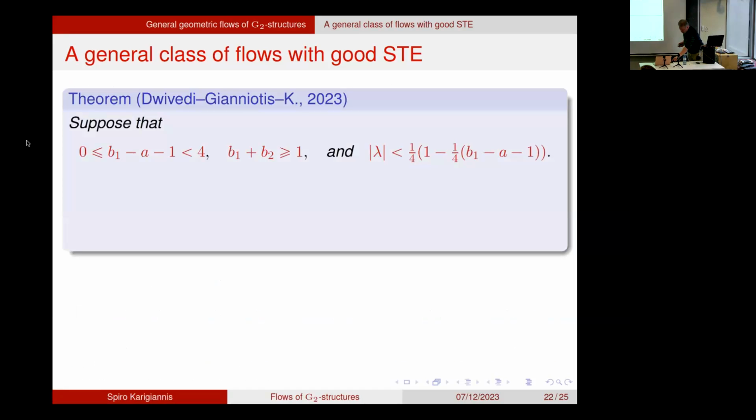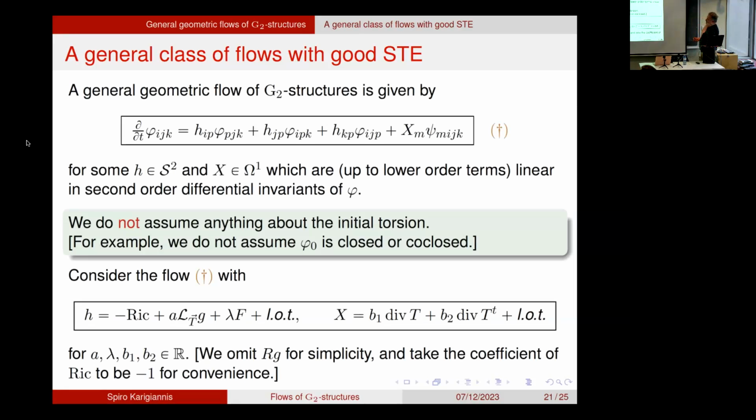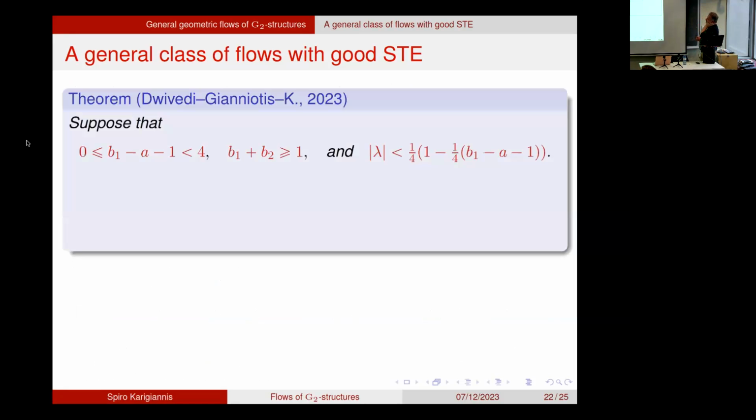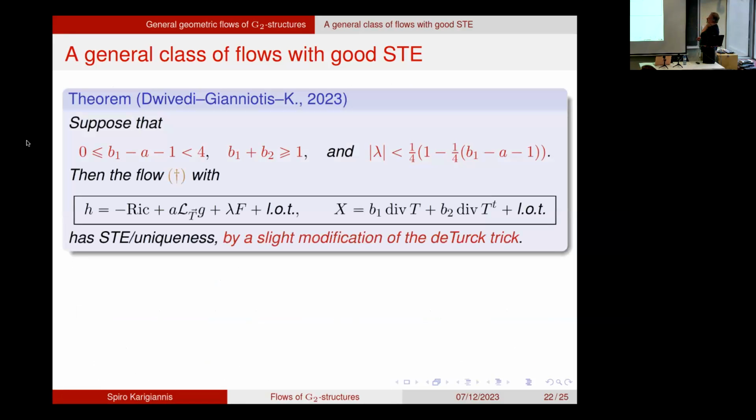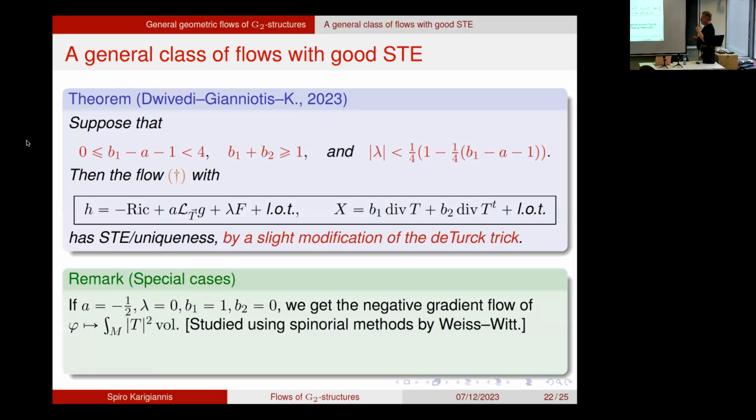Okay, so here's the theorem. Okay, let me go back. So we have A and lambda here, and we have B1 and B2 here. So there's some horrendous bunch of inequalities. If these inequalities are satisfied, then this flow has short-time existence and uniqueness, and you can really do a slightly modified DeTurck trick. You don't have to do any of the hard work that Bryant and Xu did for the Laplacian flow. And there's some special cases that are included in this.